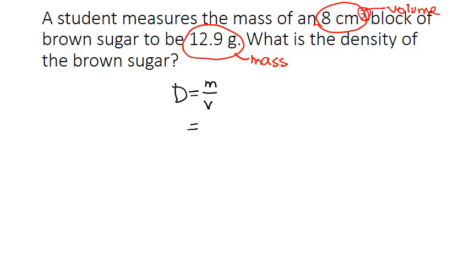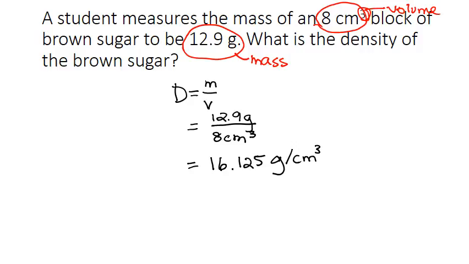This little cubed means it's a three-dimensional object. So now I'm going to substitute them into my equation. So my mass is 12.9 grams, and my volume is 8 centimeters cubed. Then I solve it. 12.9 divided by 8 gives me 16.125. And my units would be grams per centimeters cubed. So that means my density of the sugar is 16.125 grams per centimeters cubed.